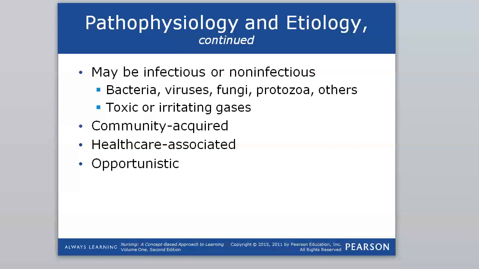It can be either community acquired, or you get it out in your community, or you could also acquire it as a patient in the hospital, and that's what we mean by healthcare associated, or even an opportunistic type of infection as well, where the person is immunocompromised and it's a perfect opportunity for the infection to occur.